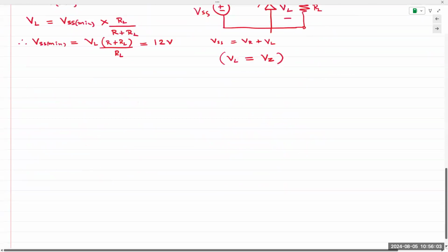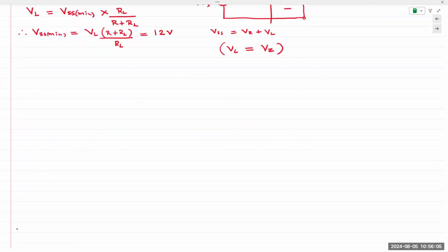So anyway, we found the minimum value. Let's find the maximum. So for maximum, let's do this. We'll have to make an assumption, right? And this can go either ways, right?